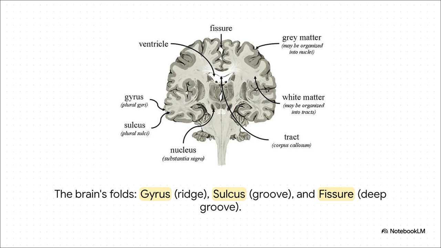Any shallow groove or depression is a sulcus, the plural is sulci, and when you have a really, really deep groove, that's called a fissure. This whole folding system is what lets the brain pack such a massive surface area into a relatively small scope.